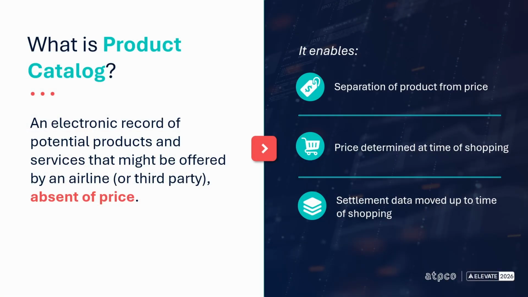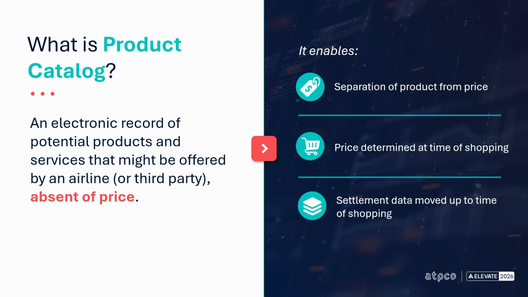But before we go into that, just to give some context and to set the table, let's talk about what product catalog is. Product catalog is an electronic record of potential products and services that might be offered by an airline or a third party. The key here is that it's absent of price. It's also not just allowing the airlines to define what they sell, but how they sell it. Is it standalone? Is it bundled, branded? Where they sell it? Is it on special equipment, certain markets? And then who they can sell it with, and that's where we get into interline journeys.